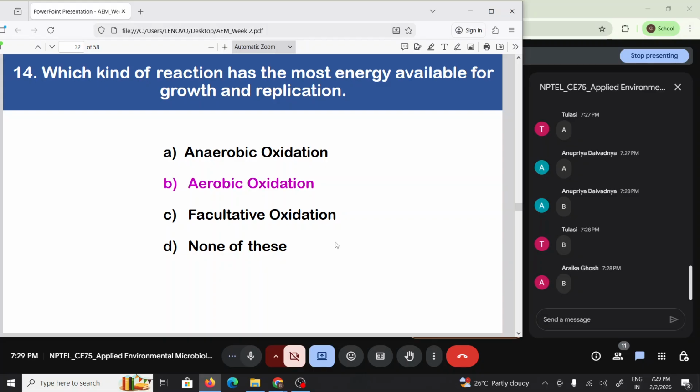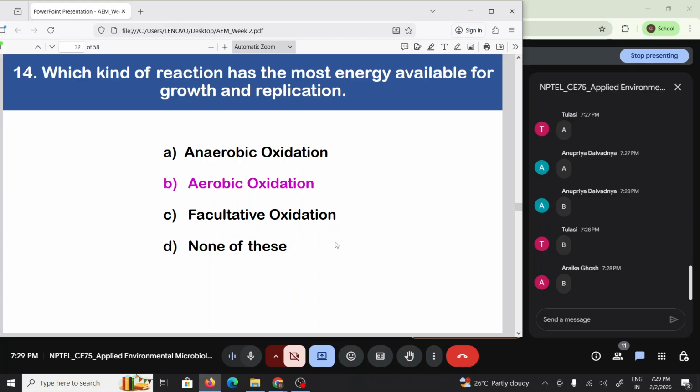Again, aerobic oxidation. Here we have oxygen that is used to break down the organic matter completely. When you track the glycolysis process and the amount of ATP generated in this kind of metabolism, you can see that the aerobic process, because of the use of oxygen to break down the organic molecules, is going to give you around 32 ATPs. A minimum of 32 ATPs will be generated by this oxidation or this metabolism.